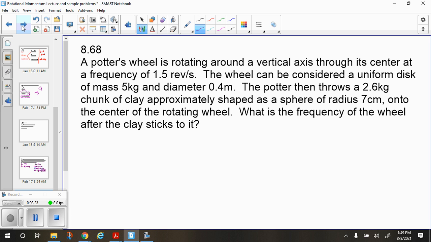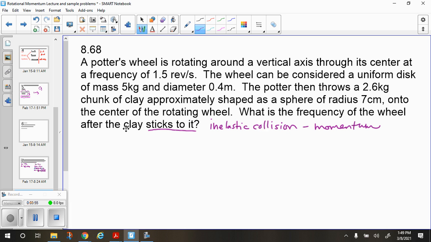So this is a collision problem. Notice that they are sticking together. So anytime you have a collision where two things stick together, you should have a little flashing bulb go off in your brain that says this is an inelastic collision. And if you have an inelastic collision, you're going to use momentum to solve the problem. Usually. So we're going to think of momentum here.